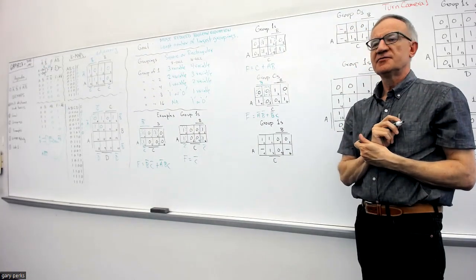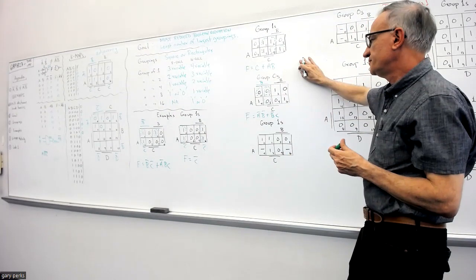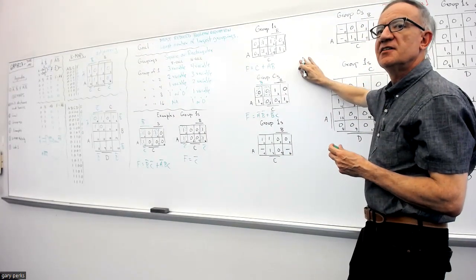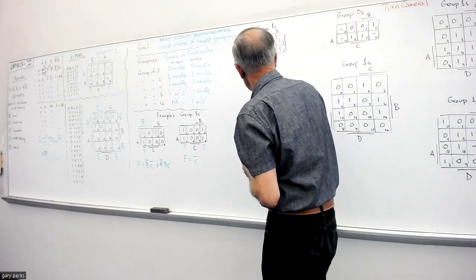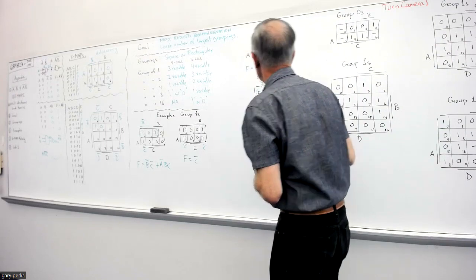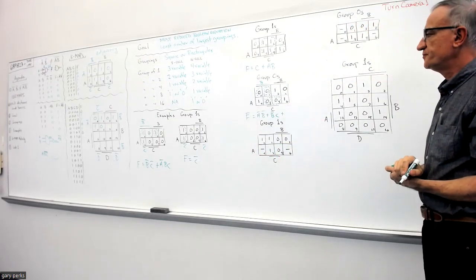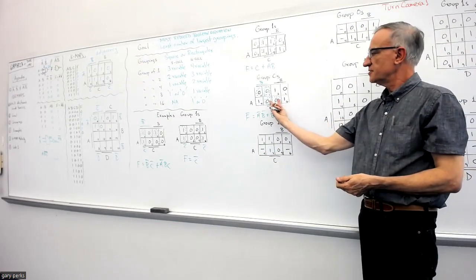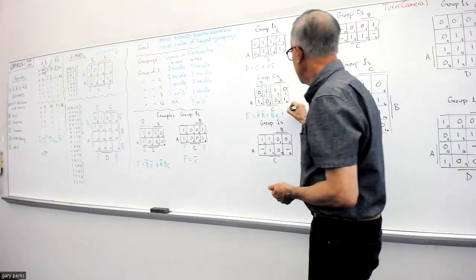Everybody see that? Okay, what would you do next? You can do 5 and 7. So what would that give us? What's common to these two? AC, right? Because they're both in the A row, they're both in the C column. So this would be AC.